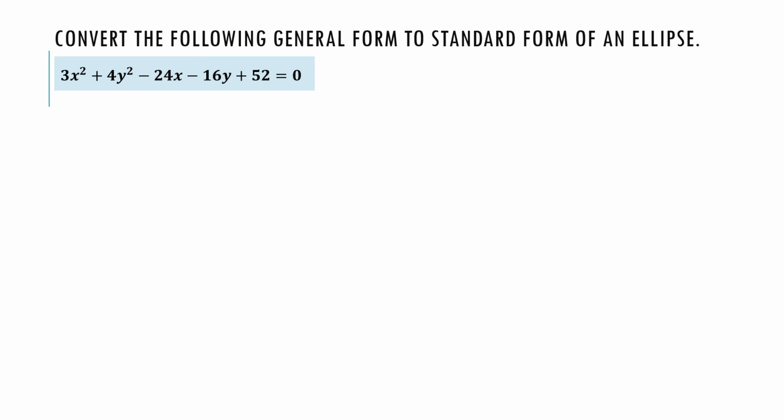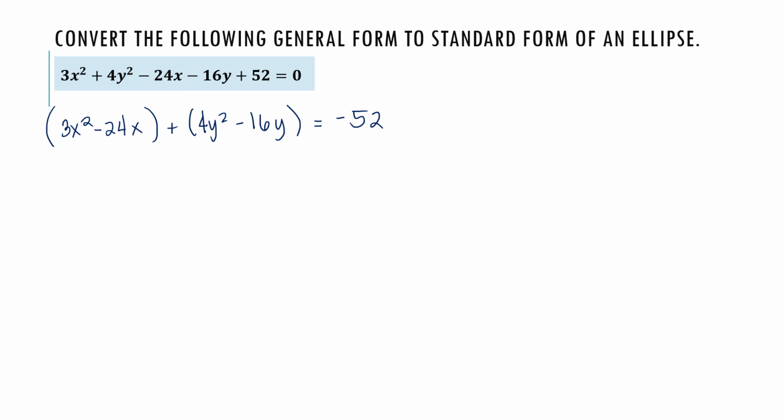Another example, let us convert the general form 3x squared plus 4y squared minus 24x minus 16y plus 52 equals 0 to its standard form. Okay. So first step, we have to regroup the terms. So pagsamahin lahat ng naka in terms of x and lahat ng naka in terms of y. Okay, we have 3x squared minus 24x. Yan. Next, lahat ng y. We have 4y squared minus 16y. And by addition property of equality, we can transpose 52.